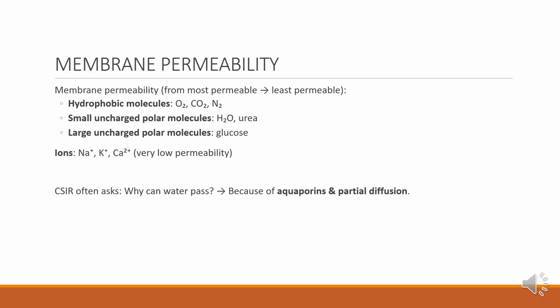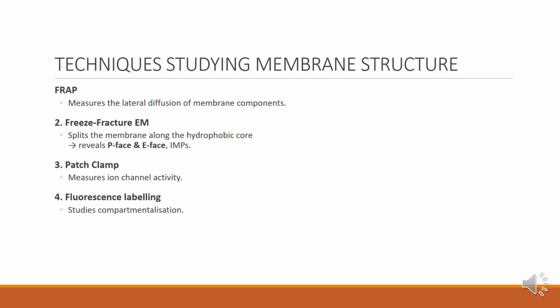Now let's understand techniques to study membranes. Key investigative techniques are FRAP. FRAP measures the lateral diffusion of membrane components. Then comes freeze fracture EM. It reveals protoplasmic face, exoplasmic face and integral membrane proteins. Then comes the patch clamp. Patch clamp quantifies ion channel activity. Then fluorescent labeling tracks compartmentalization and protein dynamics.